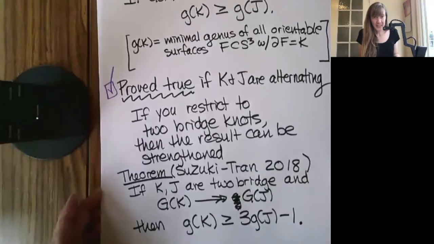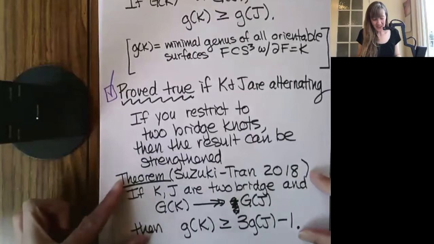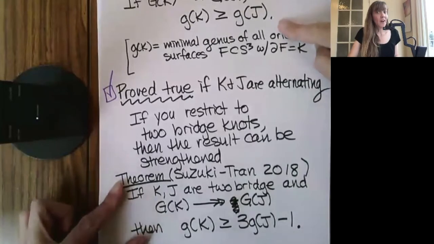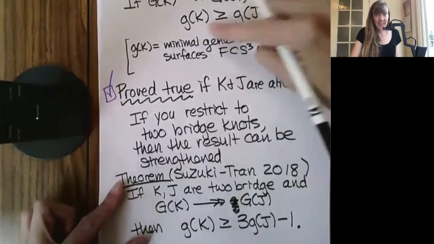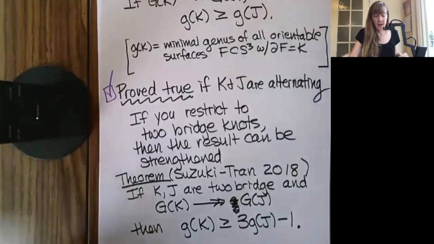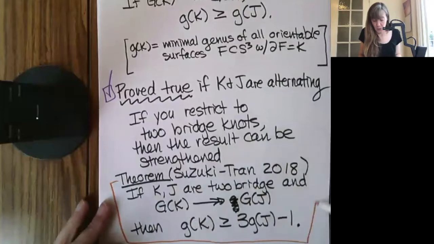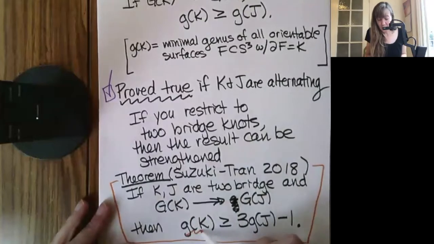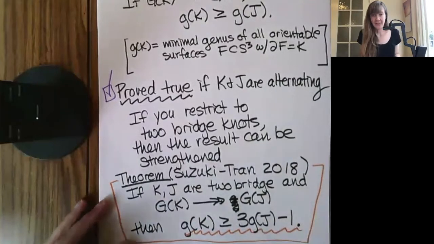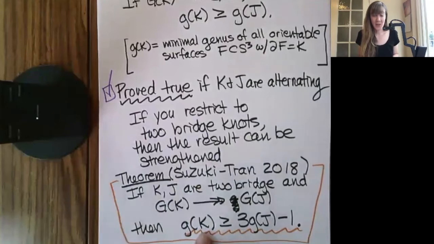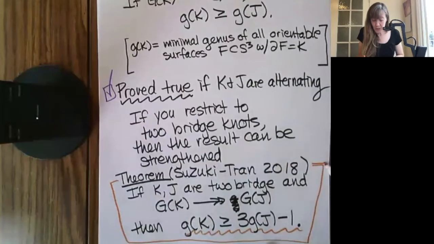All right, so you want to compare their result with what the conjecture is for all knots. So it's a conjecture that g(K) is greater than or equal to genus of J. But if we restrict to two-bridge knots, we get a much stronger inequality, that the genus of K is greater than or equal to 3 times the genus of J minus 1.